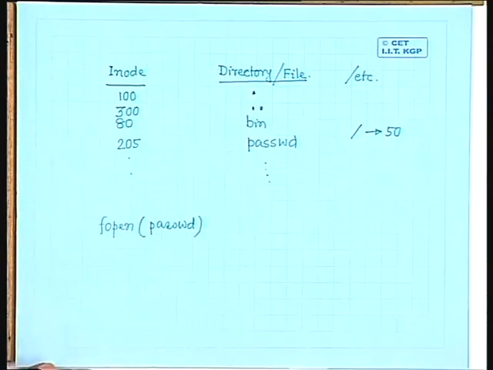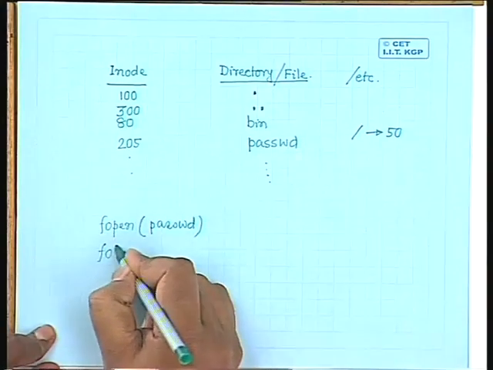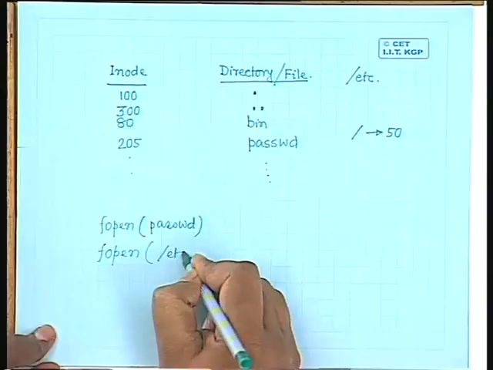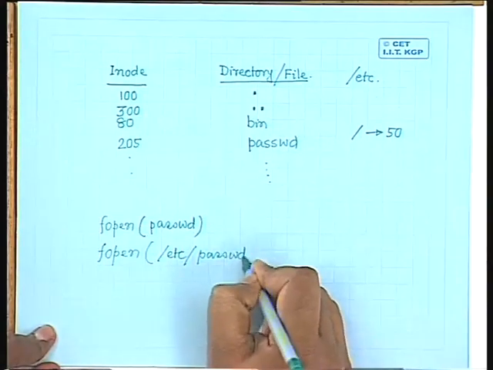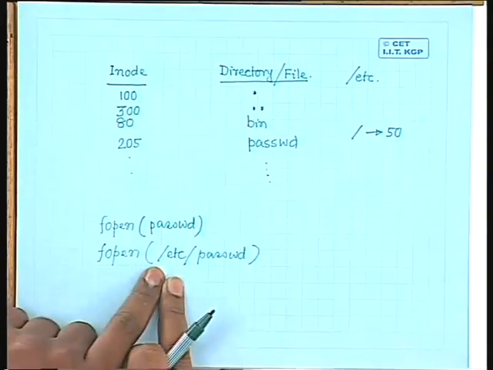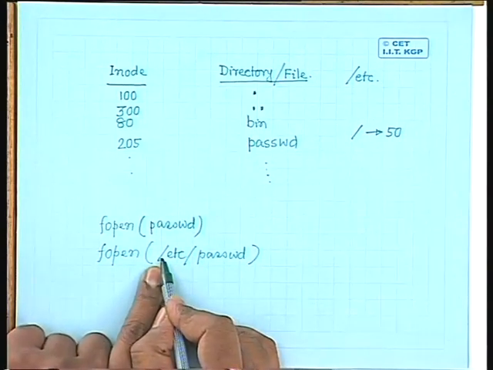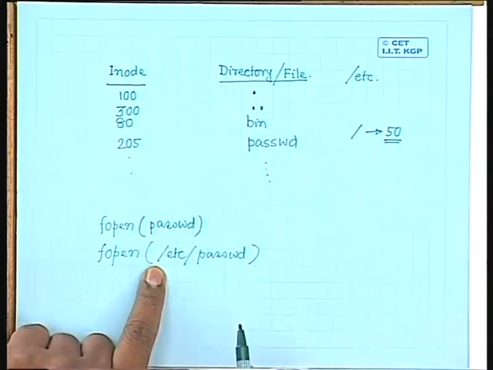Right. On the other hand, if the command is given like this, fopen /etc/password, then what I have to do is, because this is a path name starting from the root, I know the inode number of the root, because that is stored in a global variable.